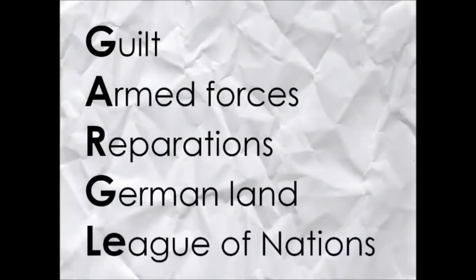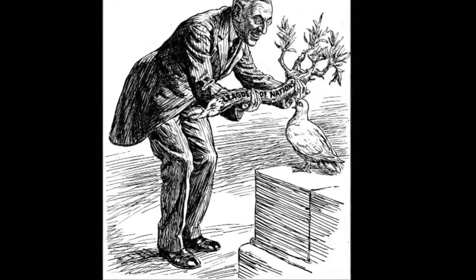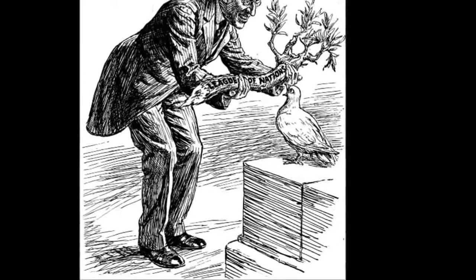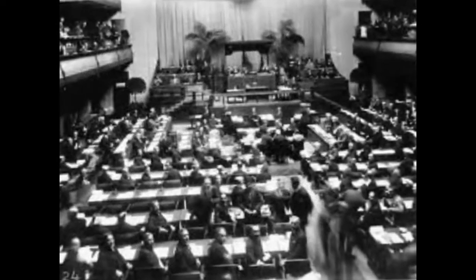Finally, a League of Nations was to be established as an international police force to help countries settle their disputes peacefully. This organisation had formed a key part of Wilson's 14 points so that future wars could be avoided. However, under the terms of the treaty, Germany was not allowed to join the organisation until it had proven that it was a peace-loving country.